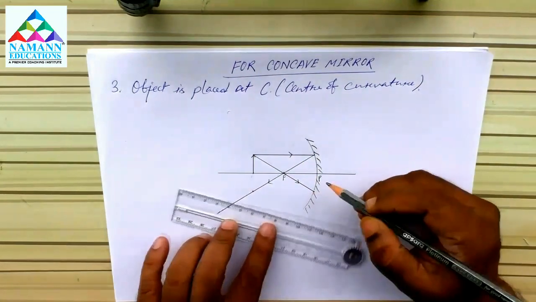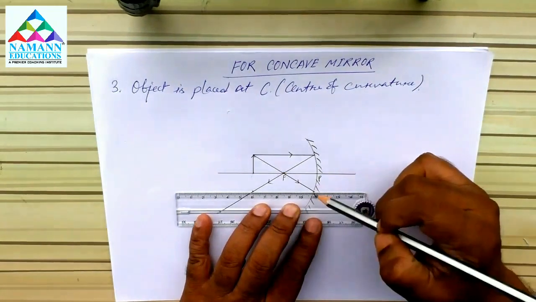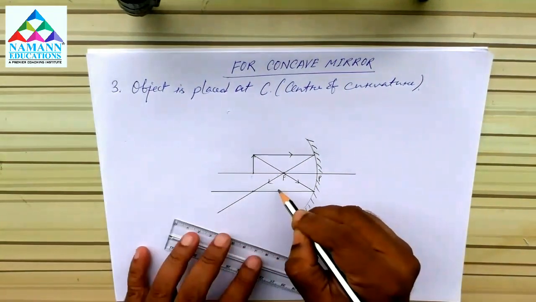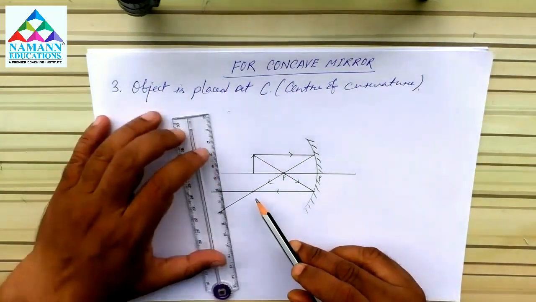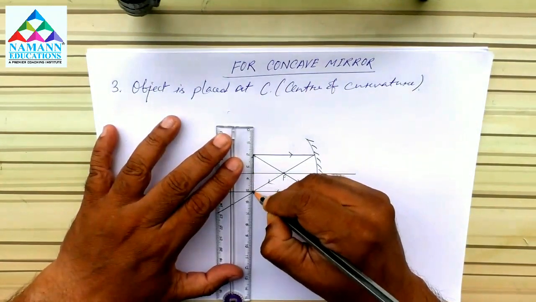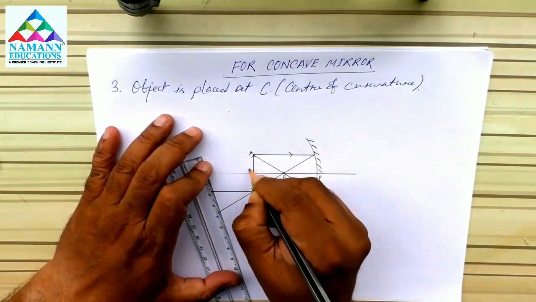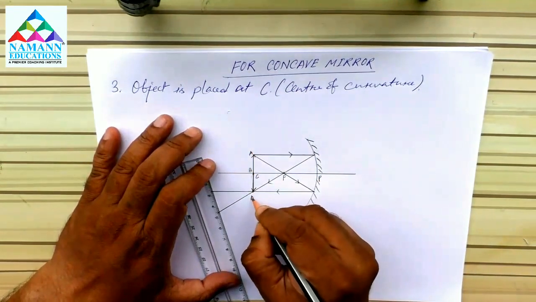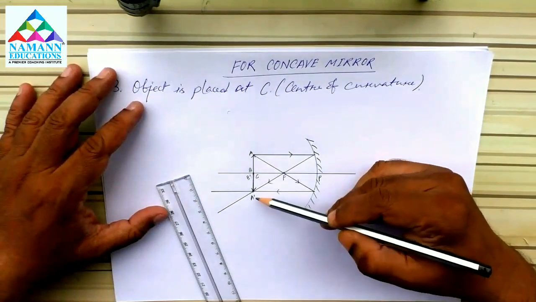And we know the rule, if a ray of light is incident after passing through focus, in case of concave mirror, after reflection it becomes parallel to the principal axis, and the two reflected light rays exactly meet at the point where we wanted, and image is formed at center of curvature. You can see here, if object AB is placed at center of curvature, image is also formed at center of curvature. Object can be represented as AB, image A dash, B dash.